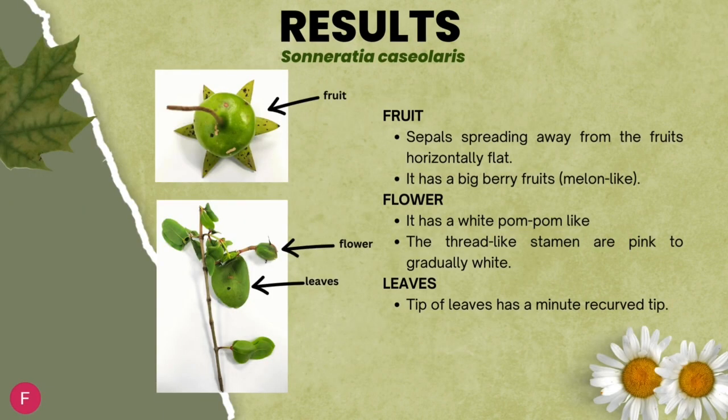For this part, we look at the fruit, flower, and leaf. For the fruit, the sepals spread away from the fruit horizontally flat, and it has a big berry fruit, melon-like. For the flower, when we look closely, it has a white pom-pom-like appearance, and the thread-like stamens are pink gradually turning white. For the leaf, the tip of the leaf has a mini recurved tip.